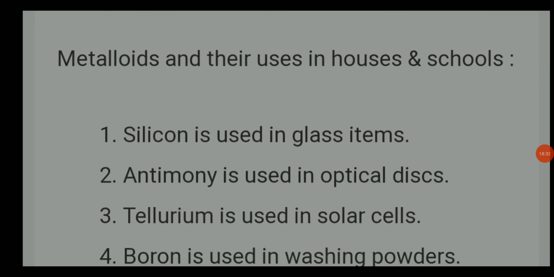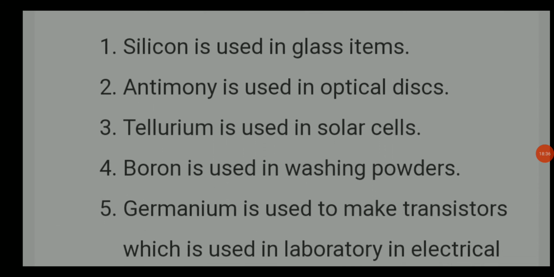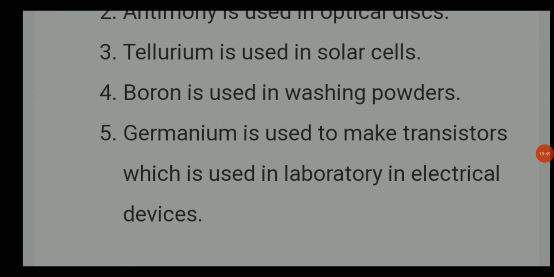Next we will see about metalloids and their uses in houses and schools. Silicon is used in glass items. Antimony is used in optical discs. Tellurium is used in solar cells. Boron is used in washing powders. Germanium is used to make transistors which are used in the laboratory in electrical devices.